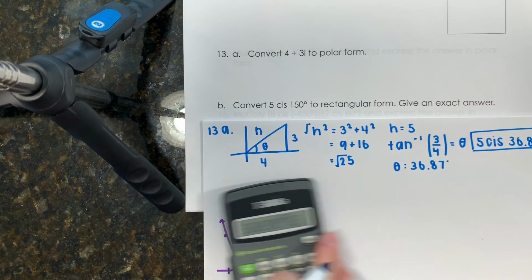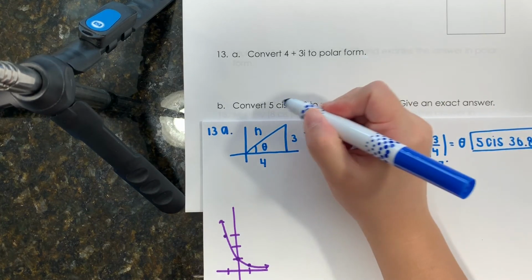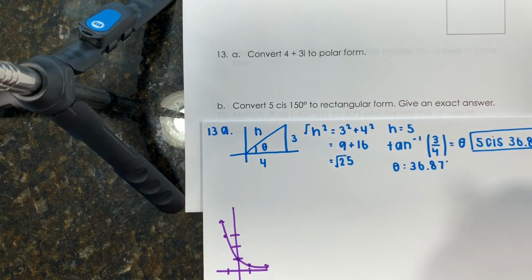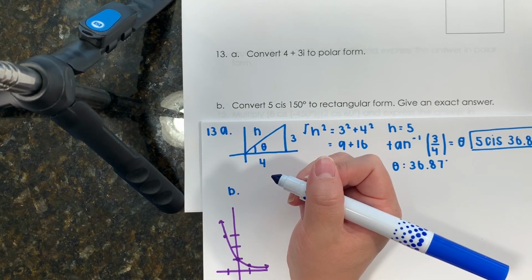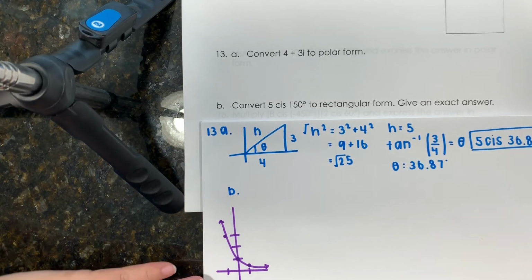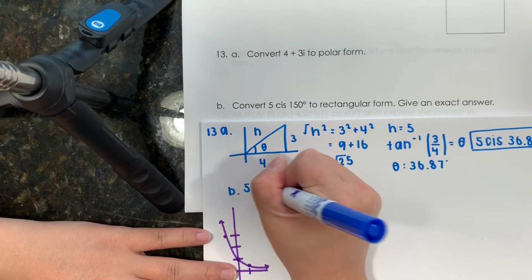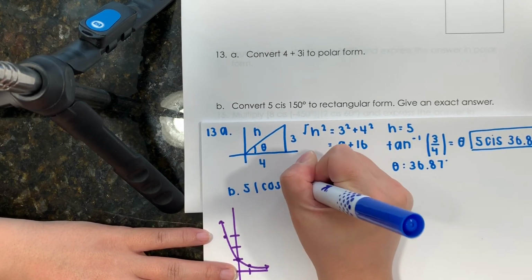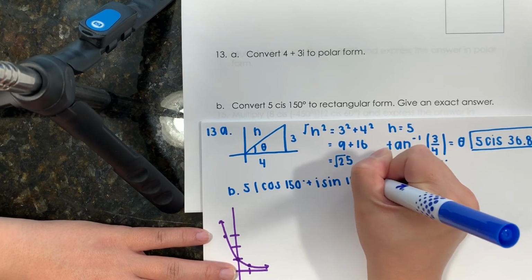Now part B is I'm going to go backwards. So again, this is my slant, this is my angle. But CIS, remember, it stands for something. CIS actually stands for cosine plus I sine. So I'm actually going to expand the CIS to cosine plus I sine. So this would be 5 times cosine of 150 plus I sine of 150.